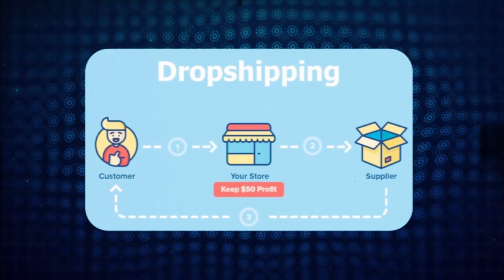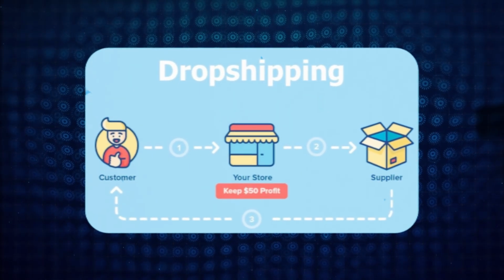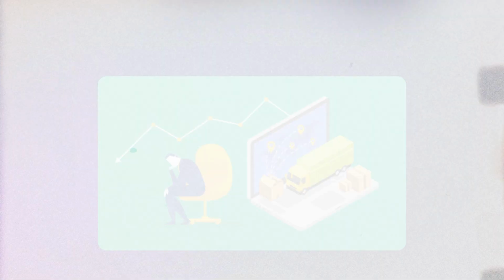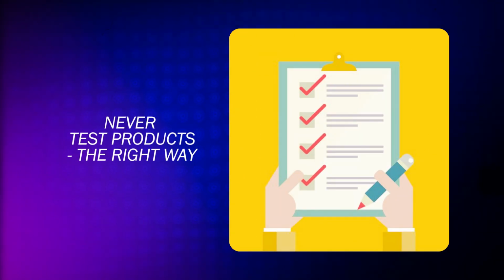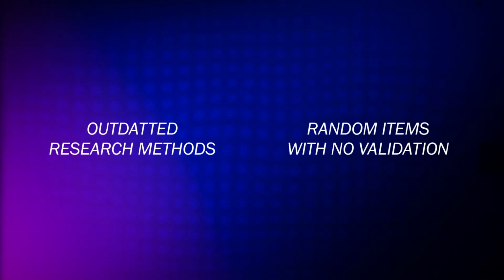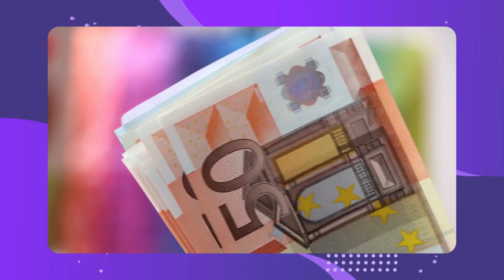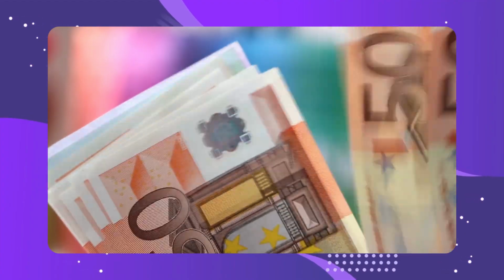In this video, I'll show you how to test multiple dropshipping products to find a winner. Most people fail in dropshipping not because they can't build a store or launch ads, but because they never really test products the right way. They either stick to outdated research methods or they pick random items with no validation. That means they skip over products that could have made them 5 or even 6 figures.